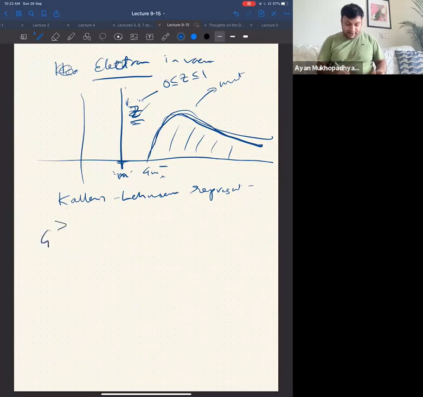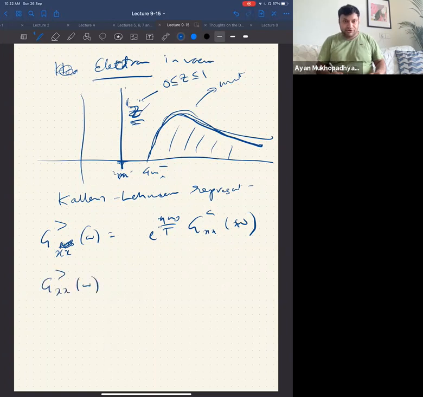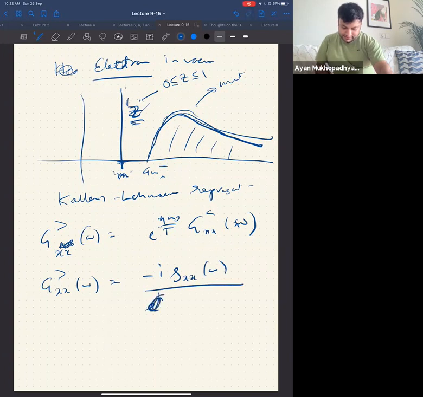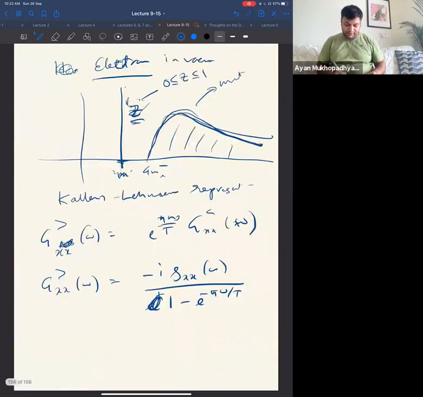We showed that G greater XX omega is equal to e to the power h bar omega by T times G less XX omega. From here, we also showed that you can write all these things in terms of the spectral function. So you can show that G greater XX omega should be equal to minus i rho XX omega by 1 minus e to the power minus h bar omega by T, and G less XX omega.